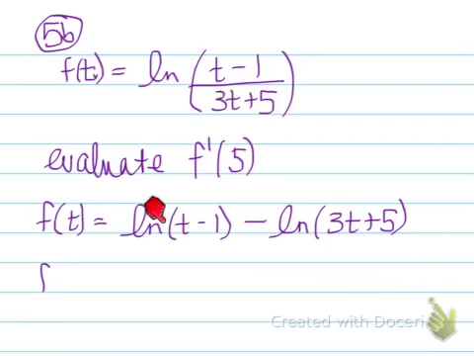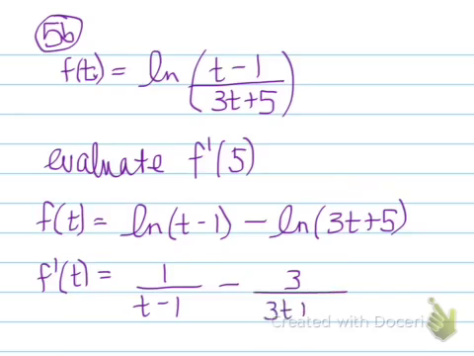That turns out to be the derivative of the inside times 1 over t minus 1, minus the derivative of the inside, which is 3, over 3t plus 5. And from there, we can find a common denominator, but we don't need to, folks, because we need to find the derivative at t equals 5. So we just plug in t equals 5, and you end up with an answer of 1 over 10. So f prime at 5 is equal to 1 over 10. All right, that was the answer to 5b. Let's look at another one.